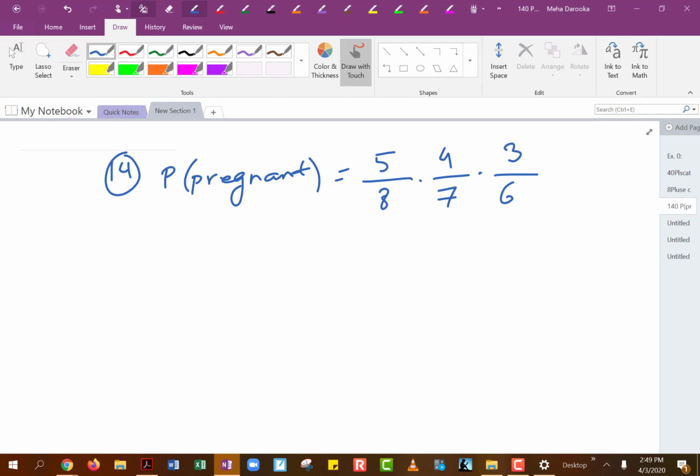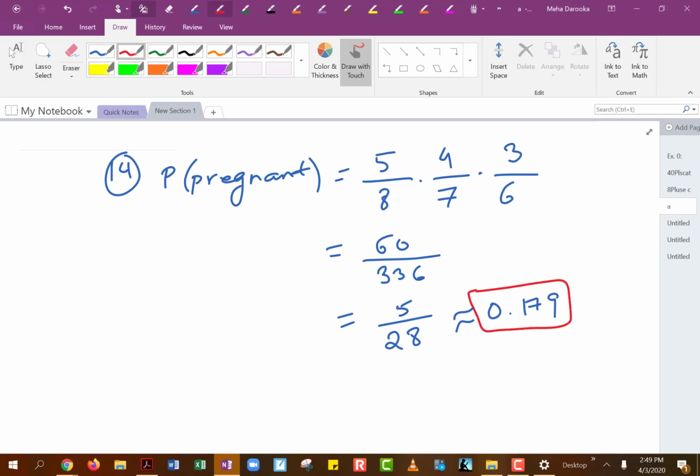So since this is without replacement, these are dependent events. So then when you multiply your numerator, that will come out to be 60. Multiply the denominator values, and that comes out to be 336. If you want to reduce the fraction, that will come out to be 5 out of 28. And then, of course, as a decimal, this will come out to be approximately 0.179. So you can kind of see that's a pretty small probability.